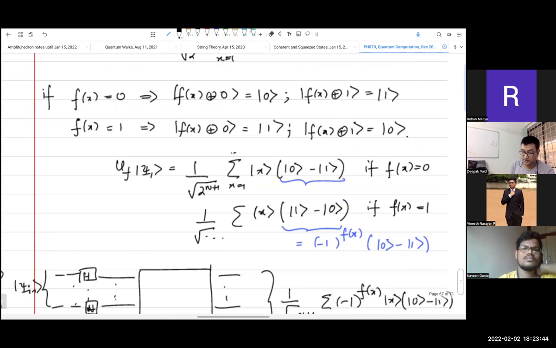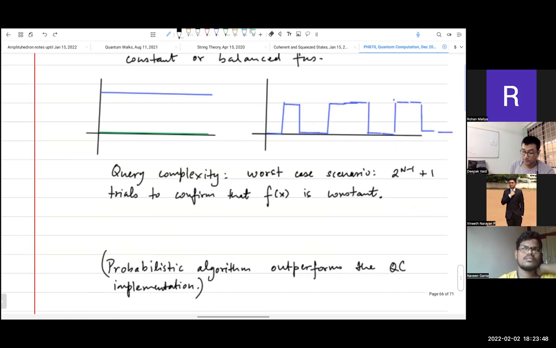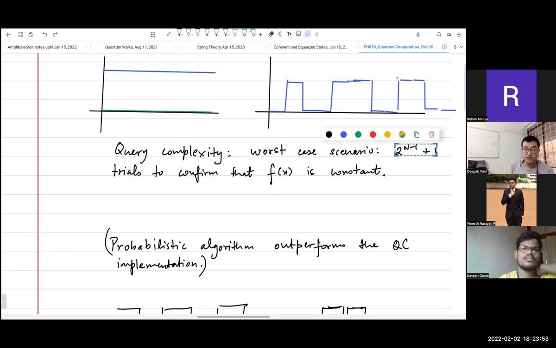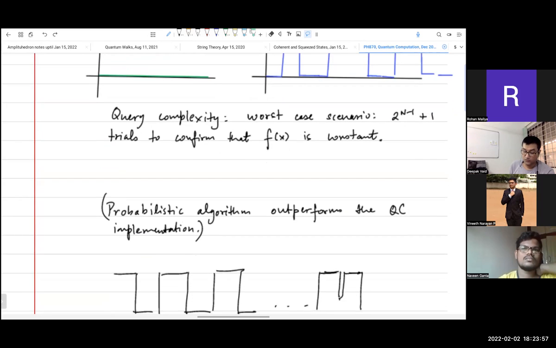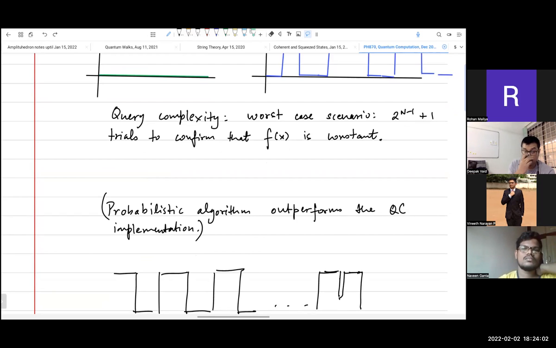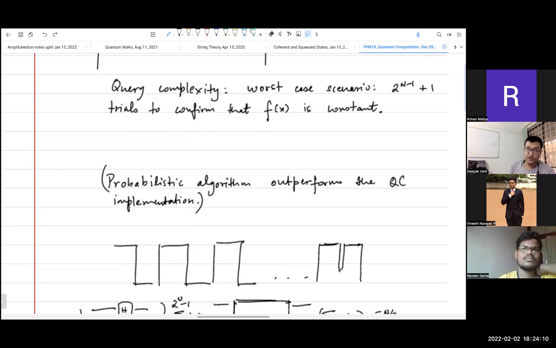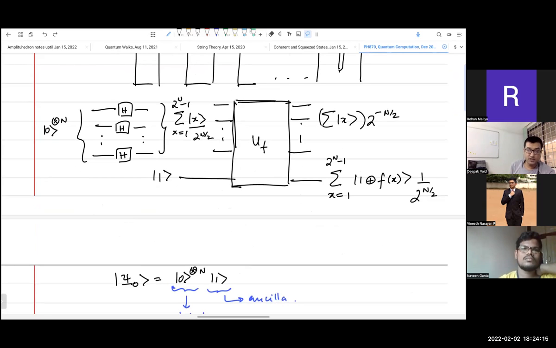Whereas in the classical case, right, in the worst case scenario, you have to perform 2 to the n minus 1 plus 1 queries to determine if f of x is constant. Now, this isn't really, again, that big of a deal. The reason is because, sure, you have to run this circuit only n times or so. But look at the complexity of this whole setup. You have to create n plus 1 qubits. You have to apply a Hadamard to the first n qubits, to each one of them. Then you have to apply this unitary operator to those n plus 1, that big state of n plus 1 qubits.